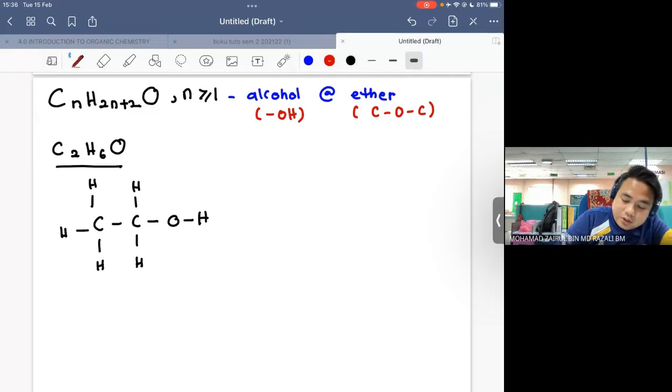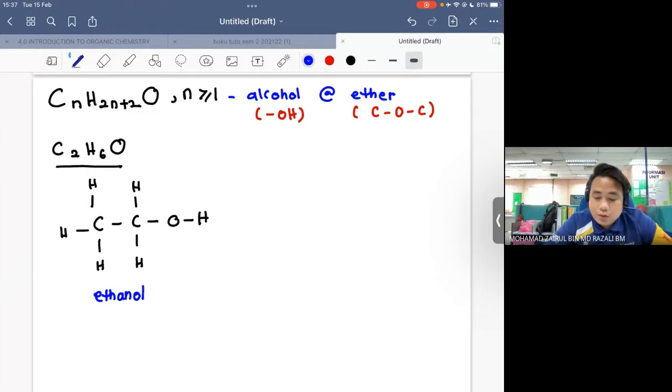Okay, this is the alcohol. So the name of the compound is ethanol. Okay, so dah kita tahu alcohol it can have a functional group isomer with ether. So ether, kita draw dulu dia punya functional group for ether. So the functional group for ether is alkoxy, which is C, single bond O, single bond C.